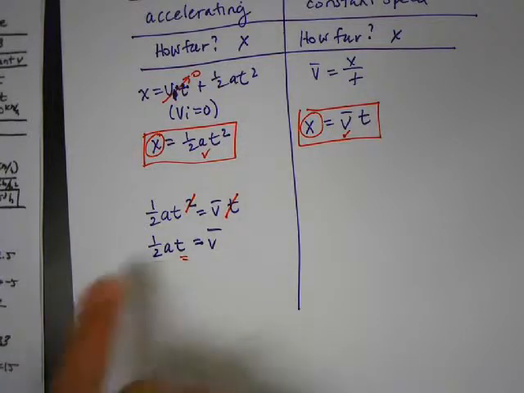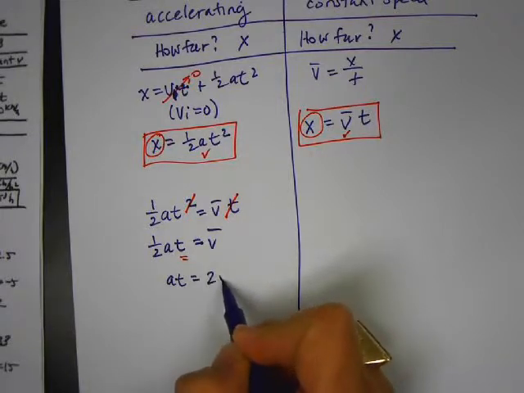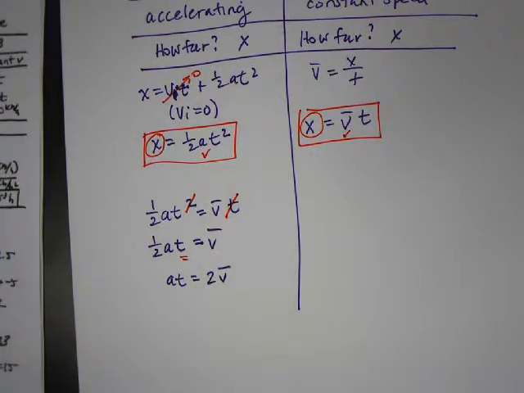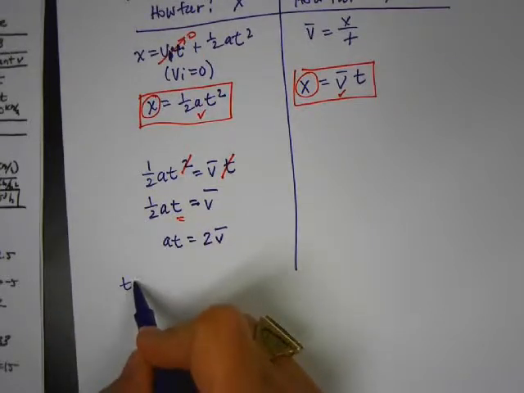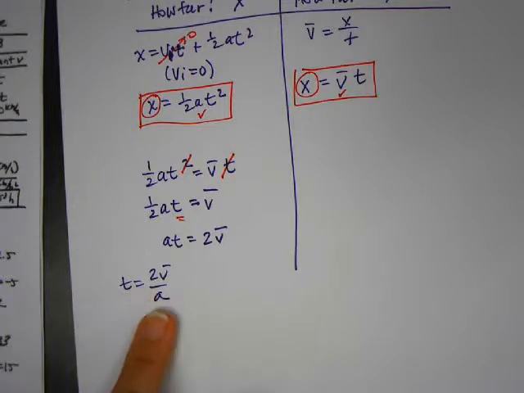So what I'll do is first I'll multiply both sides by 2. So I have at is equal to 2v. Then I'll divide both sides by a. So t is equal to 2v over a. So now I have my unknown in terms of my known, and then I can substitute in my values and solve.